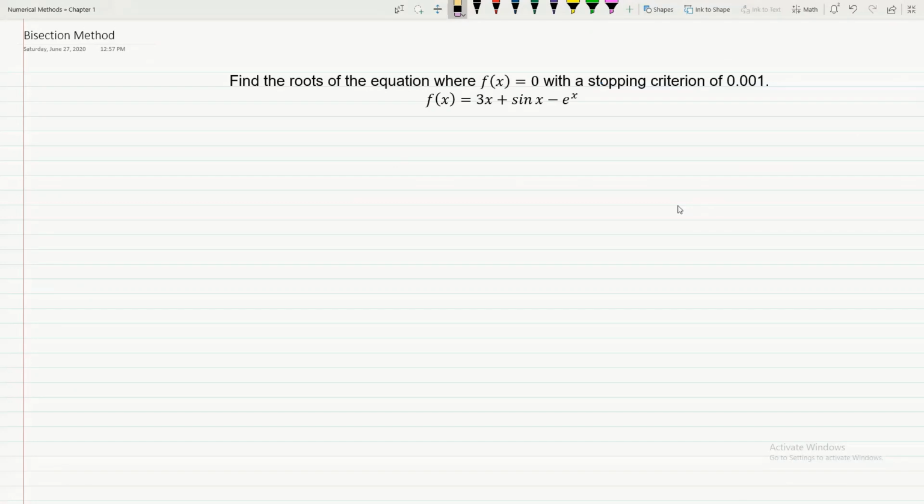For better understanding, let's solve a problem using the bisection method. Find the roots of the equation where f of x equals 0 with the stopping criterion of 0.001, where f of x is a function equal to 3x plus sine x minus e raised to x. To start the solution, let's set this area as the number of iteration.